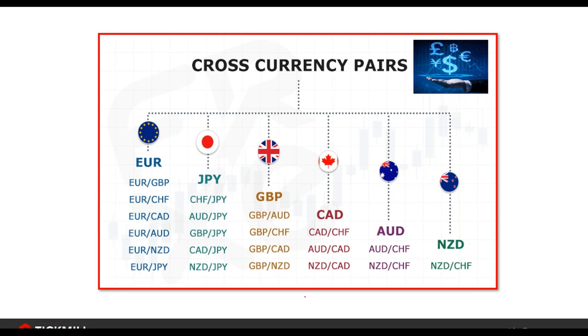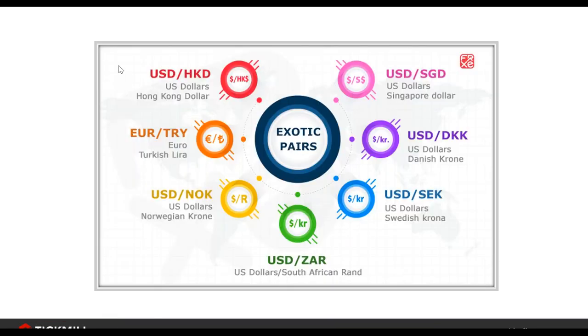Meron din naman po tayong tinatawag na mga exotic pairs. So, these are the pairs that has really huge spread kasi mas konti yung nagtitrade. So, we have US dollar versus Hong Kong dollar. In some brokers, there's USD PHP or Philippine peso, euro, Turkish lira. We also have US dollar and Danish krone. But if you're a beginner, I wouldn't recommend that you trade these exotic pairs. I would actually advise that you trade the major pairs. All right, next.